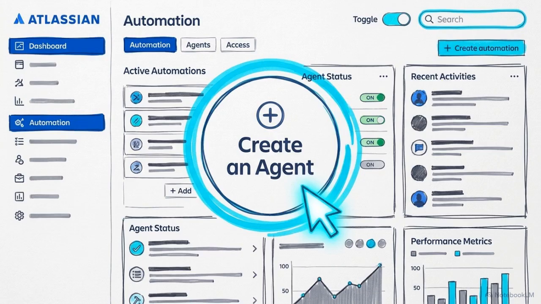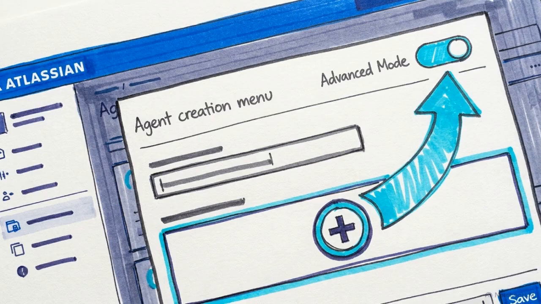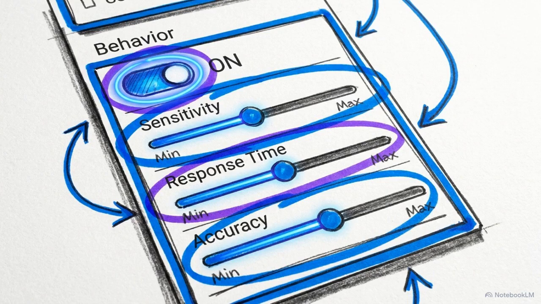Let's see how that looks in practice, starting at the Atlassian Studio dashboard. You'll click the Create an Agent button right here, and then bypass the standard setup wizard by toggling on Advanced Mode. The first configuration step is defining the agent's behavior.